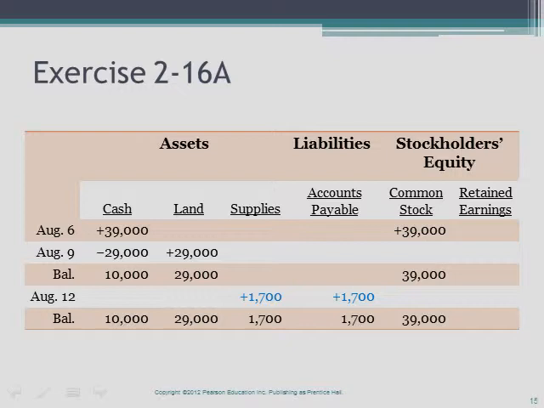So we debit the supplies account because now we have $1,700 worth of supplies on hand to use for later, and we credit our accounts payable account because now we are going to have to pay that vendor eventually. And so you can see that we are still in balance with respect to the accounting equation.